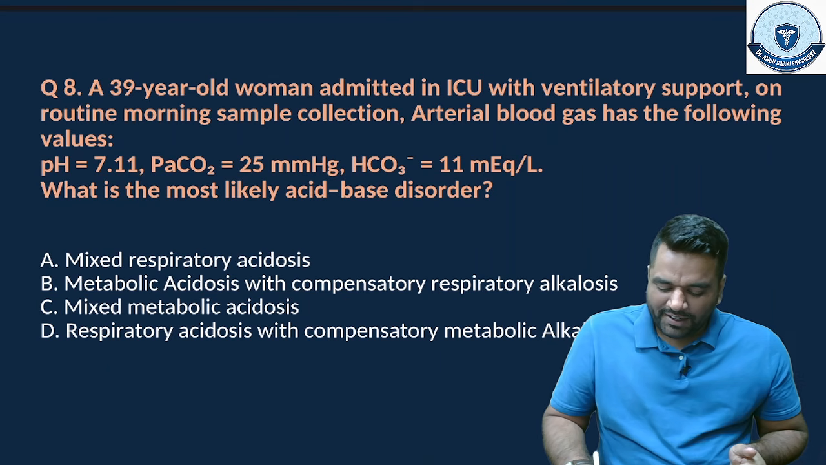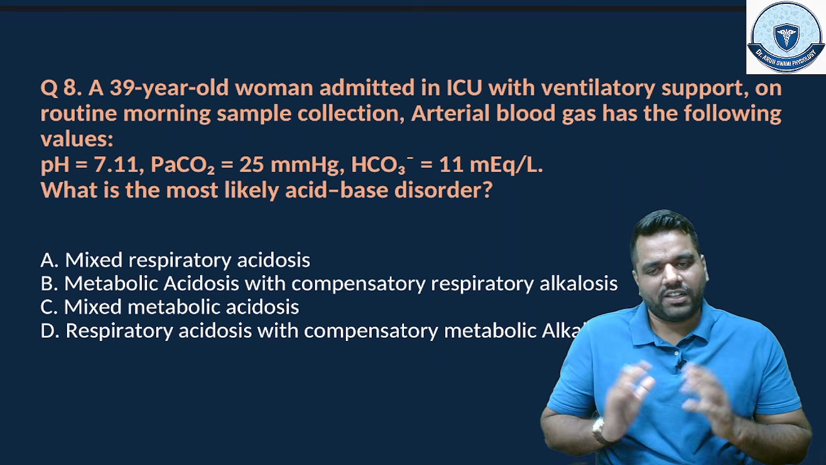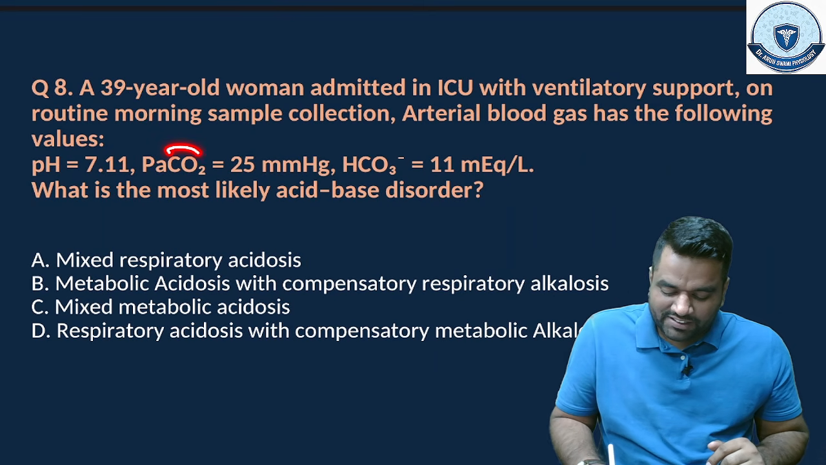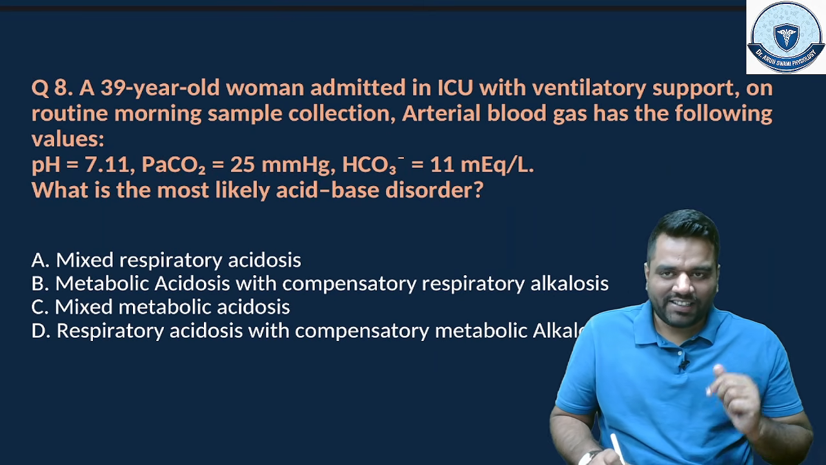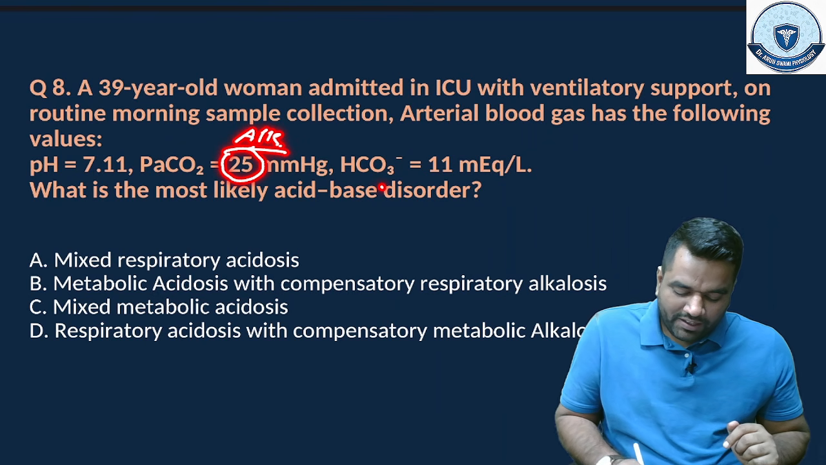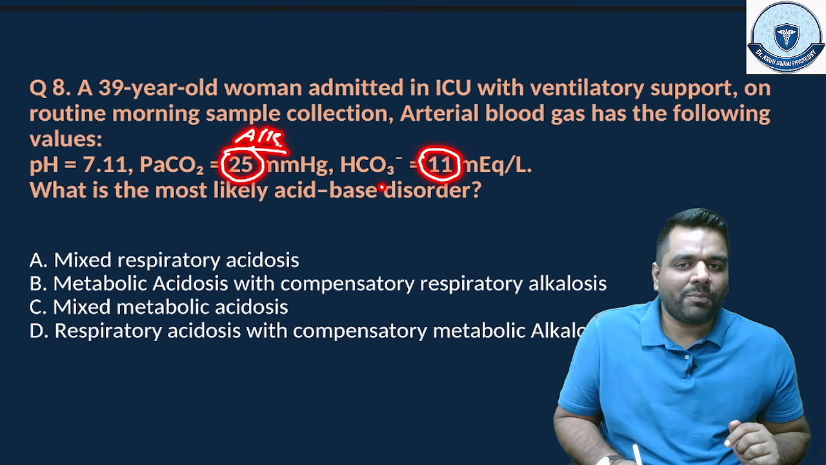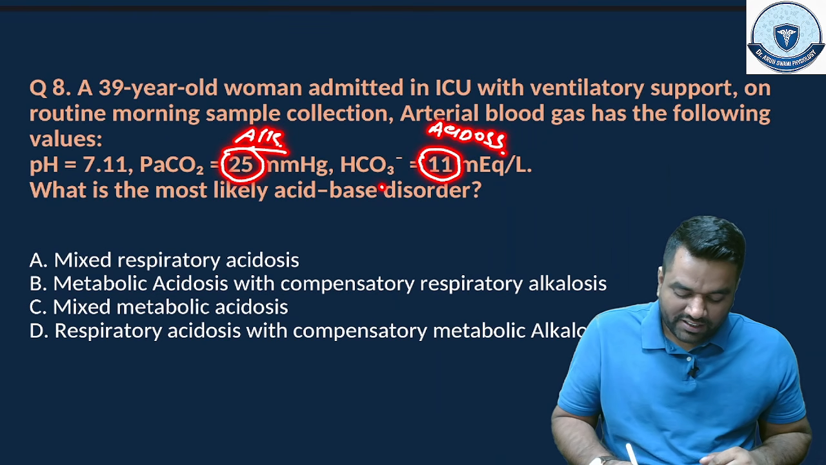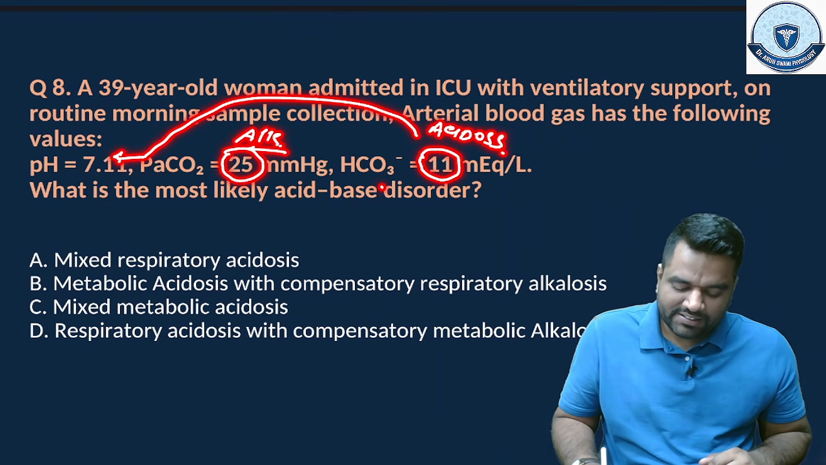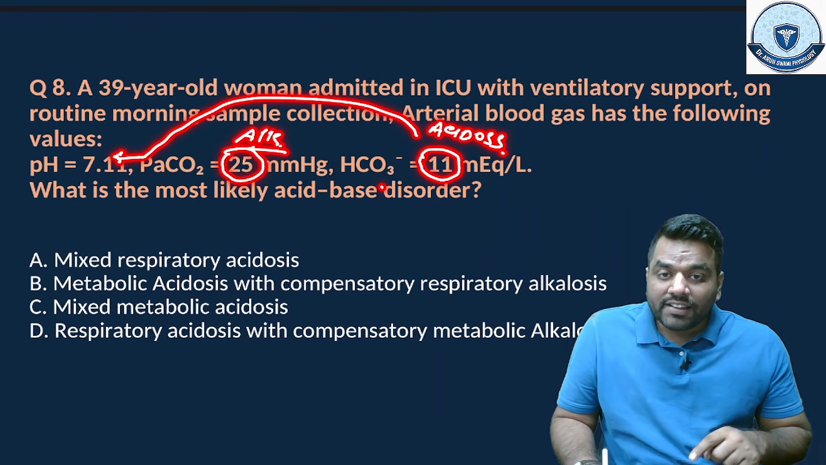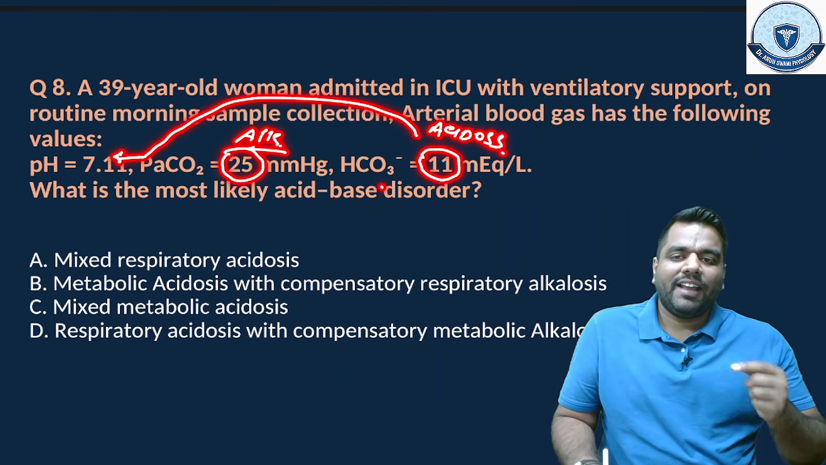You can see the pH is towards the acidic side, so definitely it is acidosis. Now please identify the culprit. Who is the culprit, whether it is CO2 or bicarbonate? Guys, please see the value. CO2 is less, which means this is causing alkalinity, not acidity. And bicarbonate is also less. What is the property of bicarbonate? Alkaline. So less bicarbonate means this is causing acidosis. So bicarbonate is the culprit, and that's why this is metabolic acidosis with compensatory respiratory alkalosis.